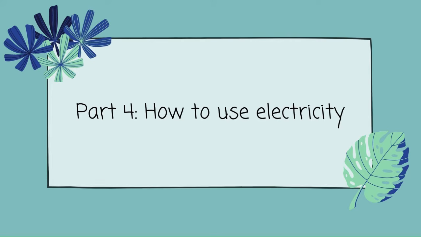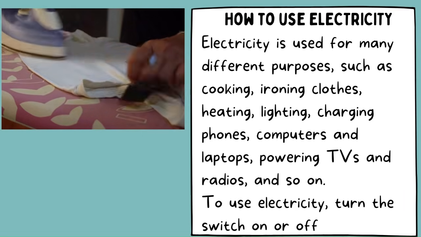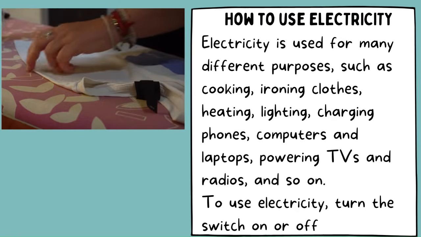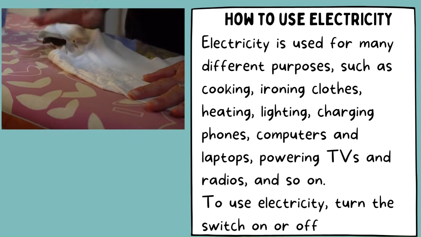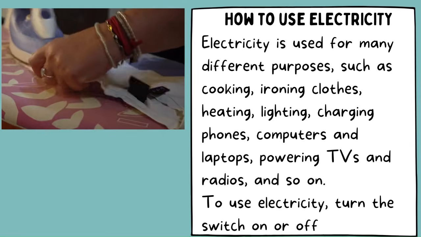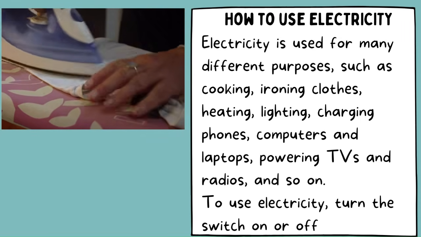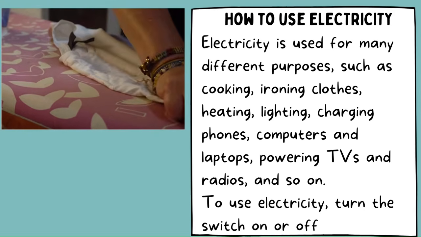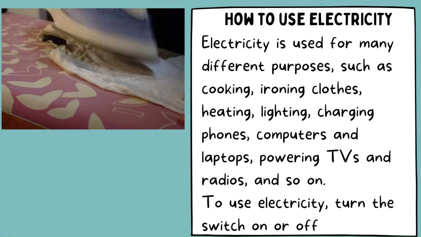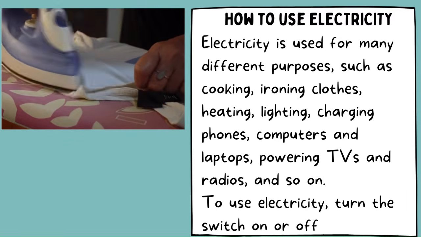In this fourth part of our lesson, we are going to look at how to use electricity. Electricity is used for many different purposes around the house. For example, it's used for cooking, for ironing clothes, like this person is ironing a t-shirt using an electric iron. It can also be used for charging mobile phones, for charging computers and laptops, for powering televisions and radios, and so on. To use electricity, all you need to do is to turn the switch on, and when you're not using it, to turn the switch off.